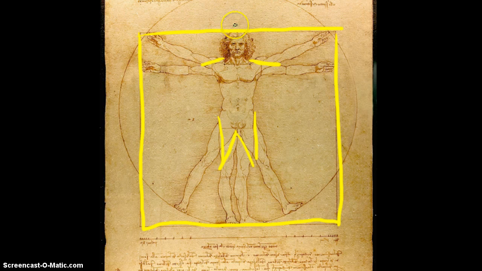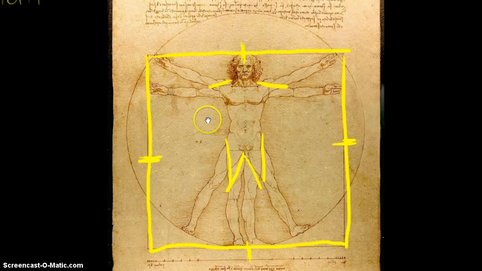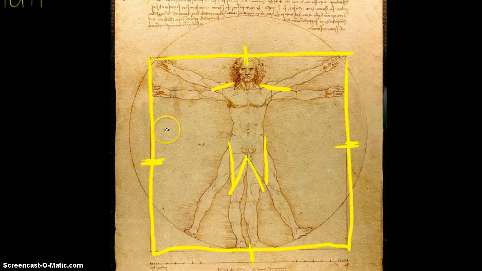And as you can see, his height is from the bottom to the top. And as you can see, his outspread arm lengths are from this side to this side. This shows that the proportion of his feet to his head are the same as the proportions of his two outspread arms.